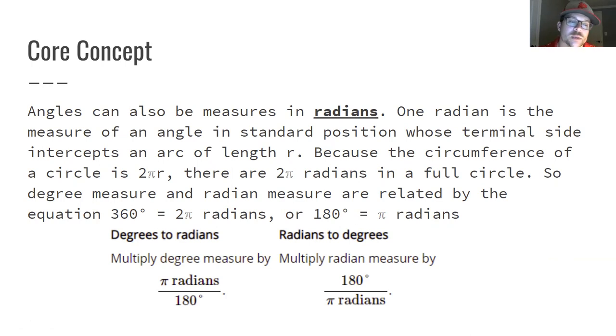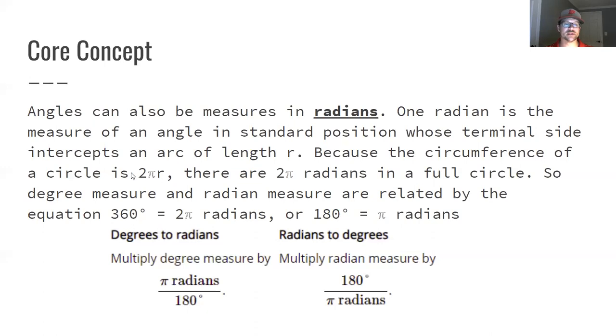A radian is equal to the measure of the angle in standard position where the terminal side intercepts an arc length of r. So a radian is just another way to say radius, whatever the distance of that radius is. 1 radian is what you would get if you take that radius over 1 unit. So because the circumference of a circle is equal to 2 pi r, there are exactly 2 pi radians in a full circle. Again, think of radians as a radius.